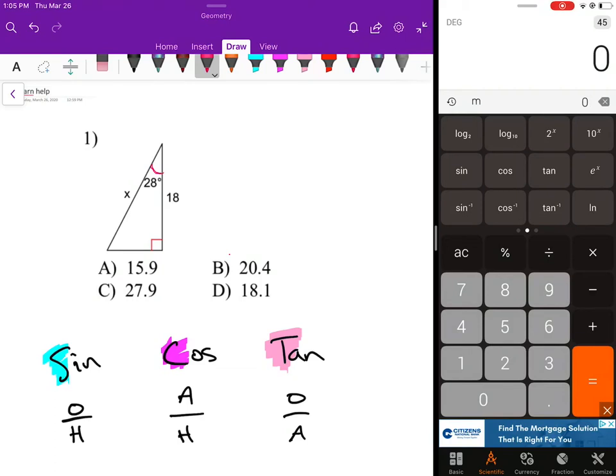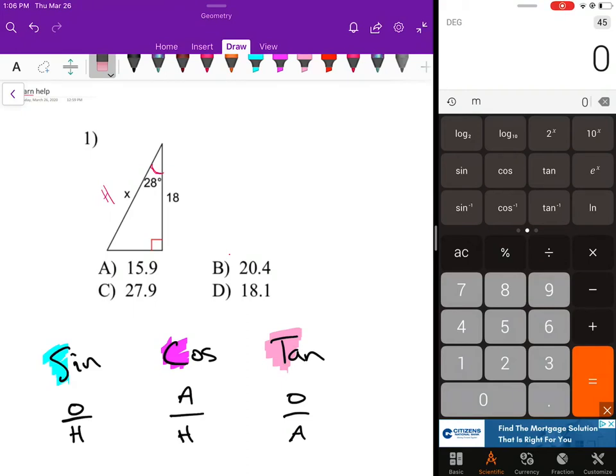Now we've got to label each side as either opposite, hypotenuse, or adjacent. I always like to label my hypotenuse first, because I know it's always going to be opposite of the right angle. So this side right here that I'm coloring pink has to be my hypotenuse because it's opposite of the right angle. It's always going to work out that way, okay?